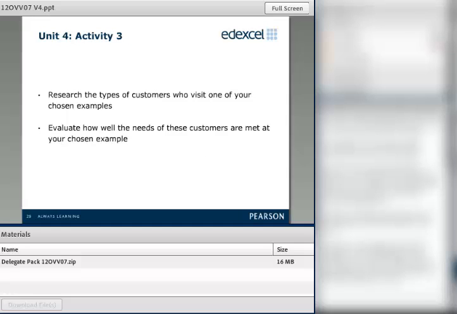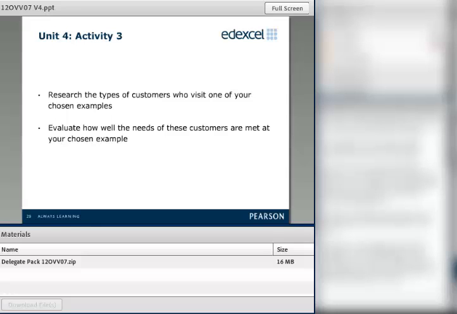Activity 3: research the types of customers who visit one of your chosen examples. So you can choose either one of the organizations you've used for either activity 1 or 2 and use them for this one. And then evaluate how well the needs of these customers are met at your chosen example.